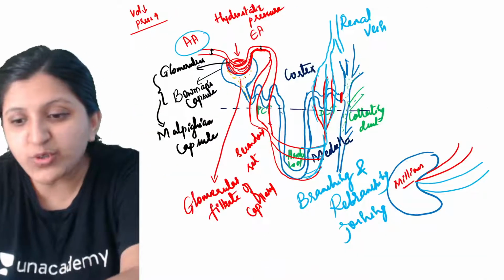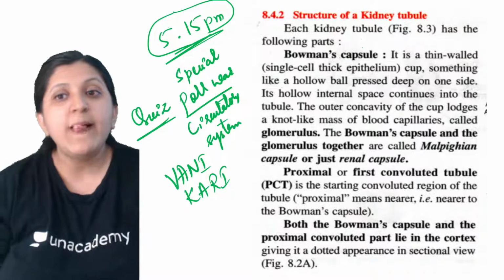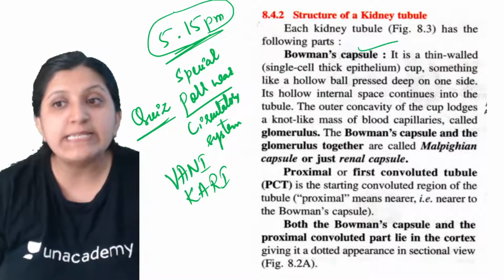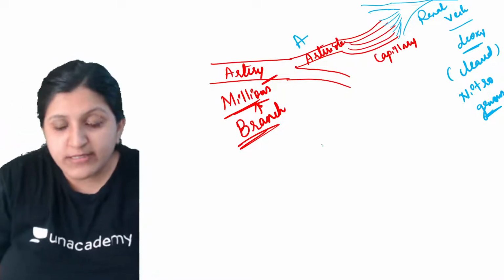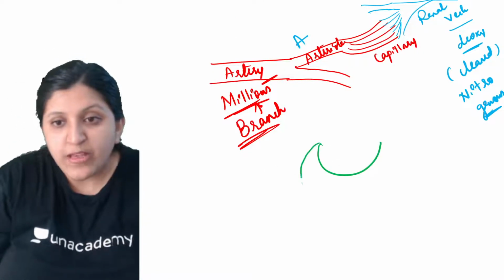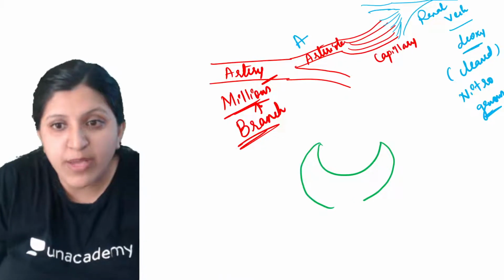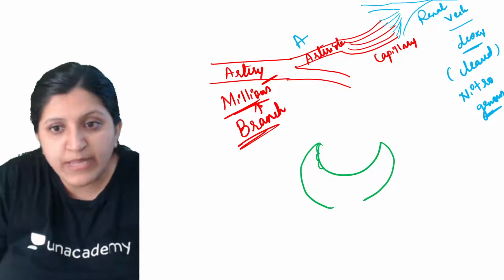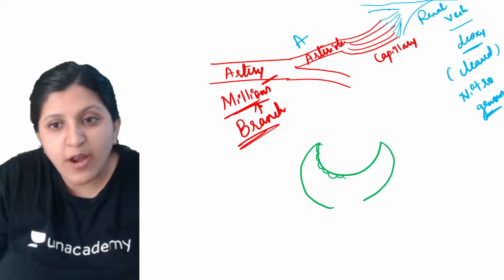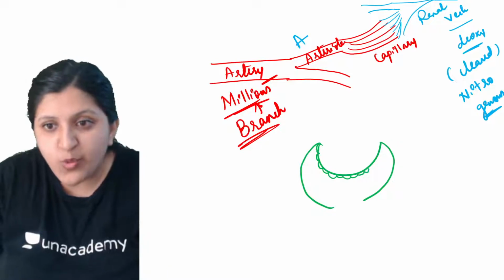Okay, so now I was saying about this one. So let's have a look at this one. The Bowman's capsule is a thin walled single cell epithelium. So this is the Bowman's capsule now. Why do we call it a thin walled single cell epithelium? Because this is the structure. Only one line of epithelium is there. There are no multiple layers, no multiple cells present. So one layer of cells is there.